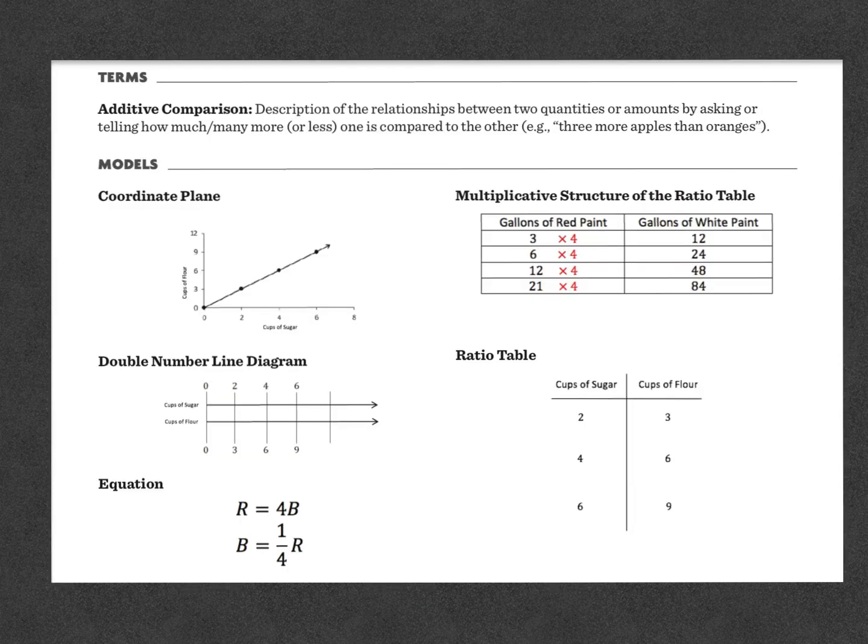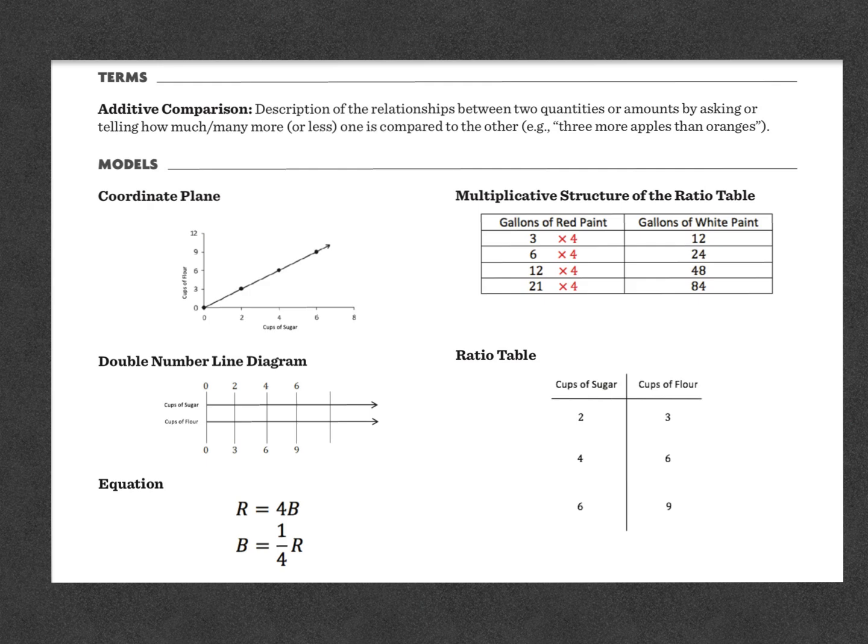Okay, so vocabularies and models. It's only one new vocabulary term for this topic, which is additive comparison. That is a description of relationships between two quantities or amounts by asking or telling how much, how many more or less one is compared to the other. For example, 3 more apples than oranges. So that is more addition than multiplication, like we did with topic A.